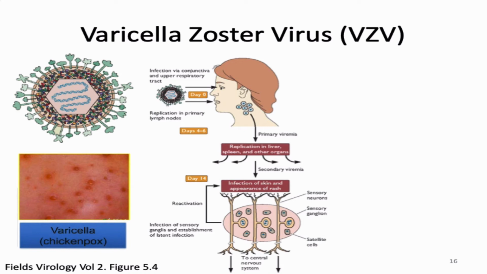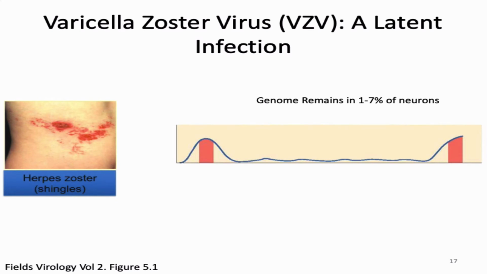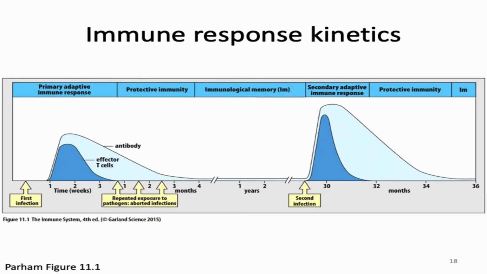But the thing that we really want to talk about is this infection of nerves, because this virus leads to a latent infection in between 1 to 7% of neurons. So if you have had the chickenpox, between 1 and 7% of your neurons still have this virus in them and will for life. So this is different than the mumps situation. This is a latent virus. So now we're going to go through the same kind of kinetics issue that we went through before.